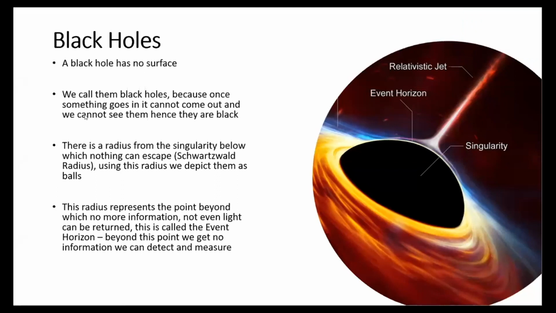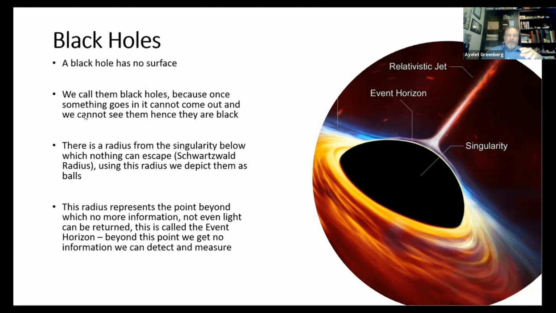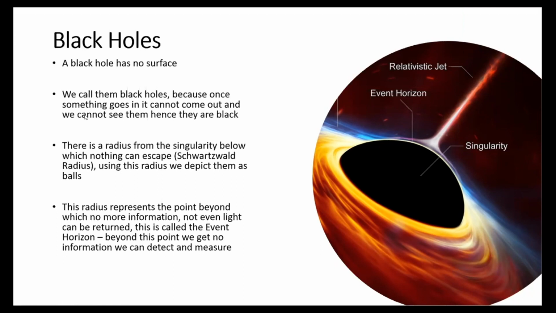Correct. So a few more words about black holes. Black holes, they don't really have a surface. I think there is another mechanism. What is that? Neutron star collision. Correct.